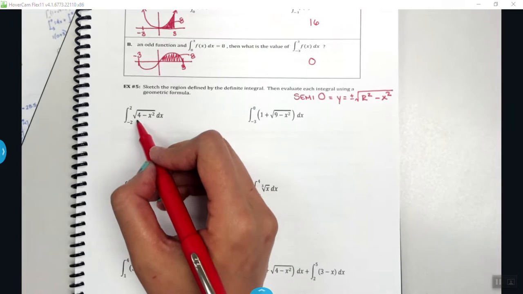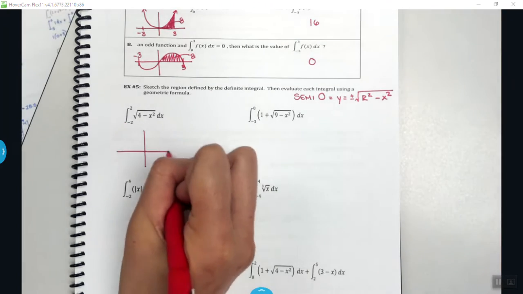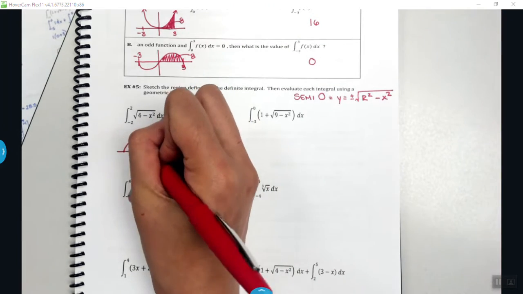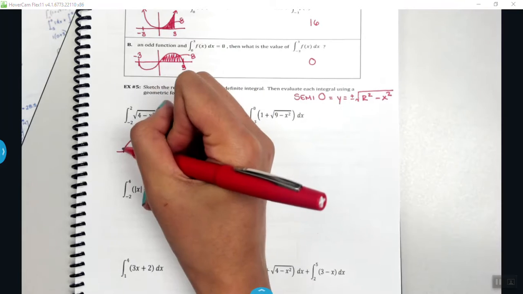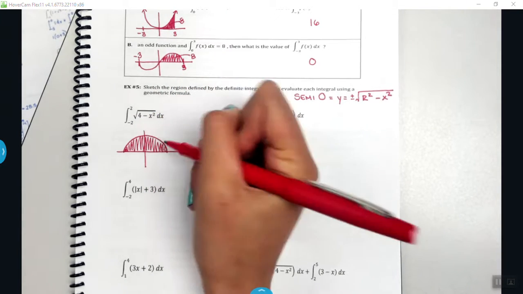All right, so this is an equation of a semicircle, radius of how much? Radius of 2. Semicircle on the positive side because it's a positive root. So how do I find the area from negative 2 to 2?